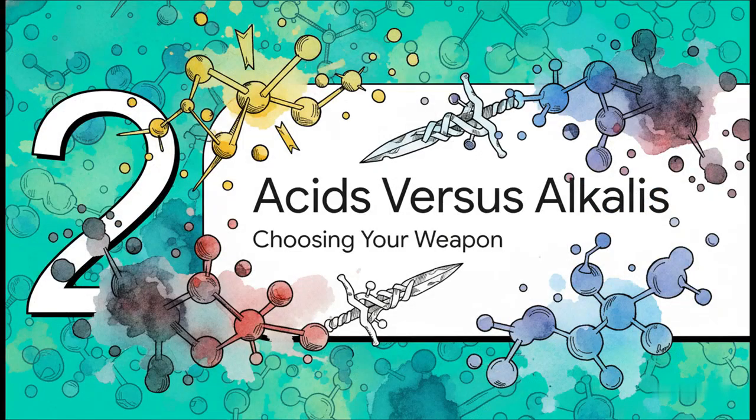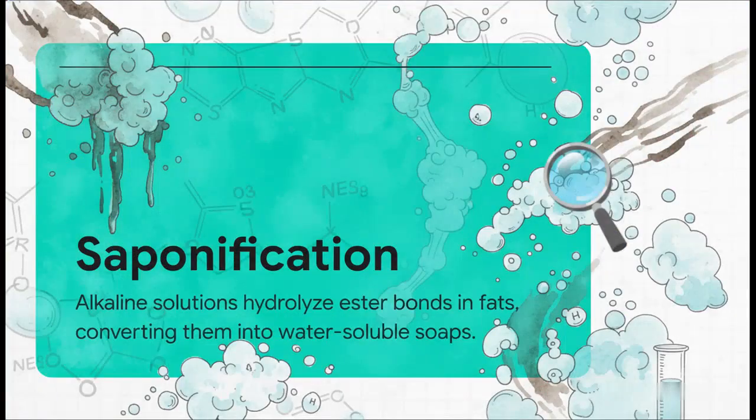Moving right along to Section 2, acids versus alkalis. This is where we break down the binary nature of molecular stain removal. Let's talk about our first chemical pathway, saponification. When you're up against organic waste, body oils, or just general human grime, alkaline cleaners are your best friend. And here's why. It's actually pretty fascinating. They literally convert that gross grime into suspended, washable soap.